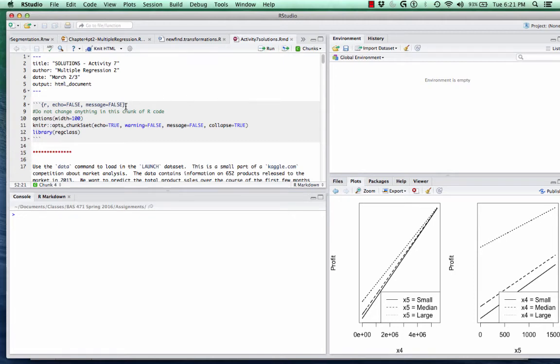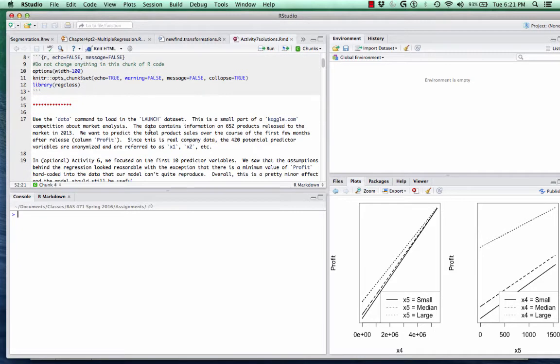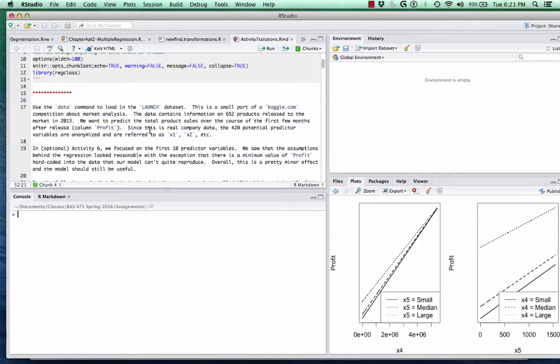Let's go through Activity 7. In this activity, we're going to be working with the launch data set, which is part of a Kaggle competition where we try to predict the total profit over the first few months after a product's release. It's real data, and it's been anonymized, so the predictors are just referred to as X1, X2, etc., not to give away any sort of trade secrets.